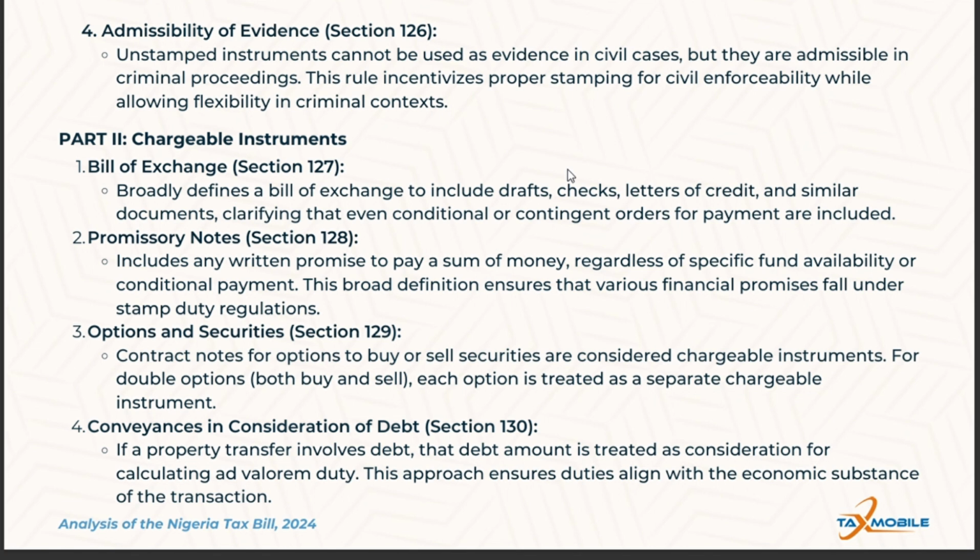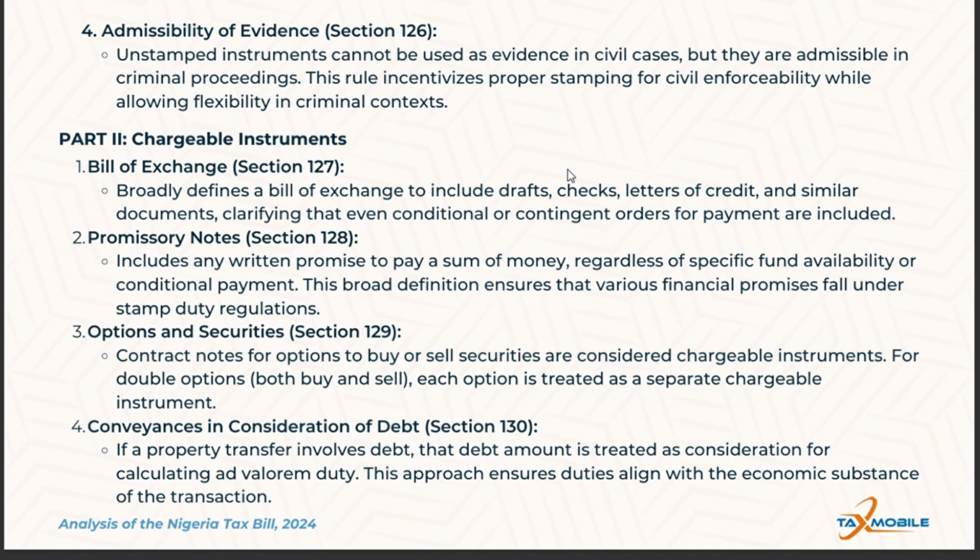Now, for Part 2, chargeable instruments, bill of exchange, section 127, include instruments like checks, drafts, and letters of credit, even if payment is conditional. Now, the objective of this is to capture stamp duty from financial instruments that facilitate significant payment transactions.